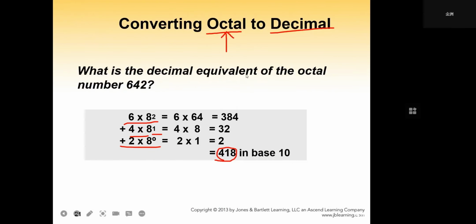Next, we are going to learn how to convert octal to decimal. For example, we have the number 642, and we say it is an octal number. So that means we have base 8. How could we convert it to a decimal number? We use positional notation, right? We use 6 times 8 to the power 2 plus 4 times 8 to the power 1 plus 2 times 8 to the power 0, and it equals 418 in base 10.